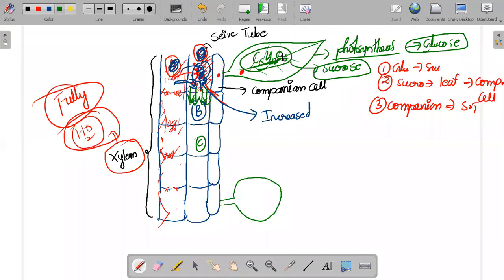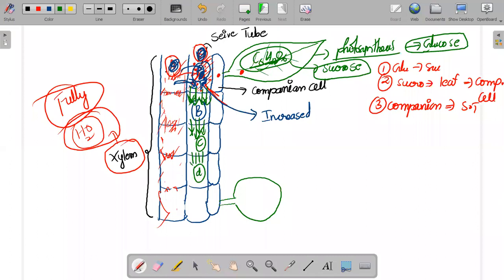I will be completing the class in the last 5 minutes. Very good answer. The B cell will have the higher water concentration, and the C cell will have lower. So water will move from B to C. And this is the D cell, and water will move again from higher to lower.